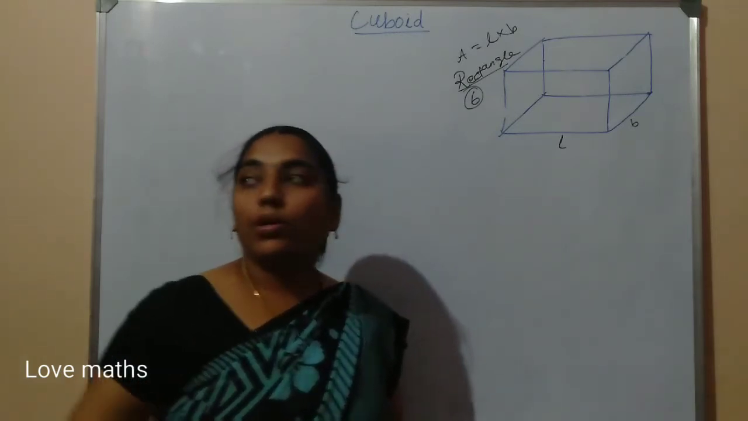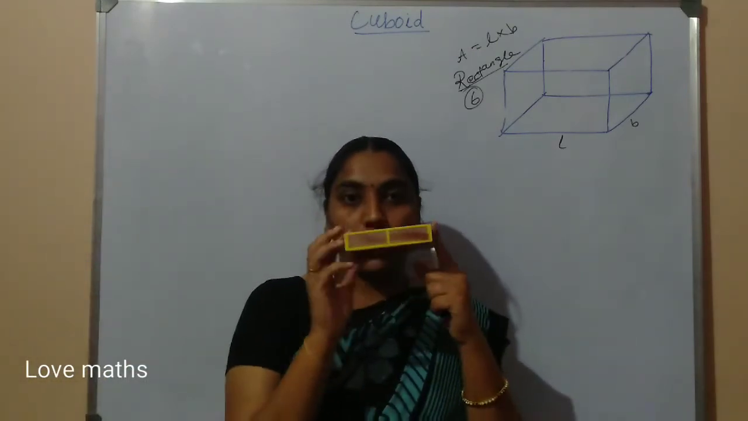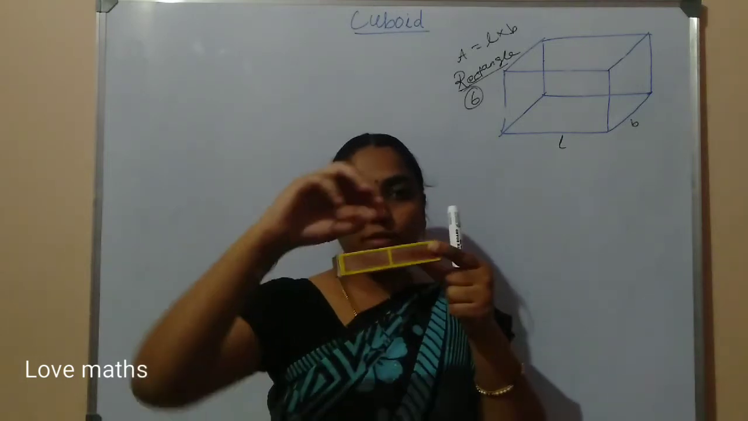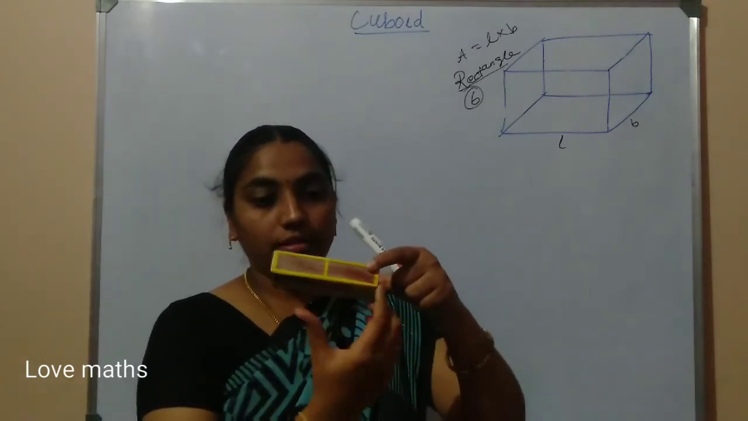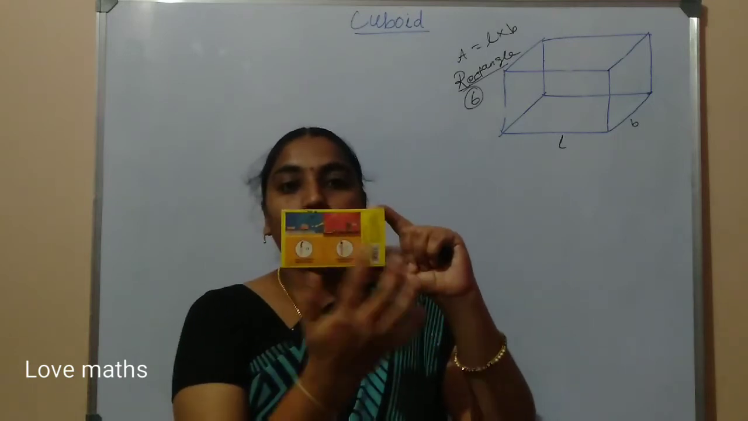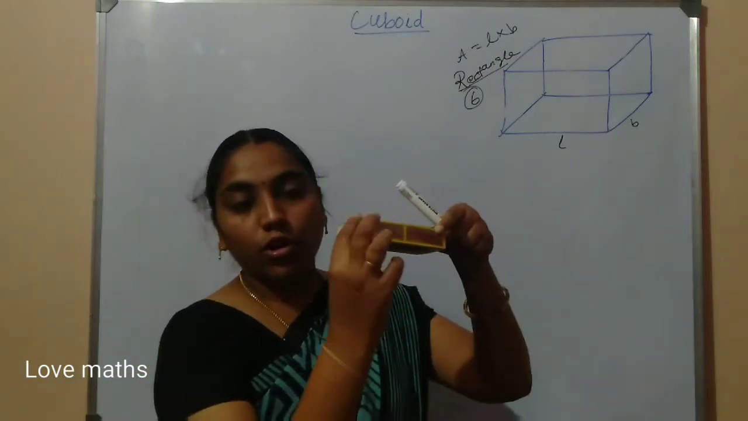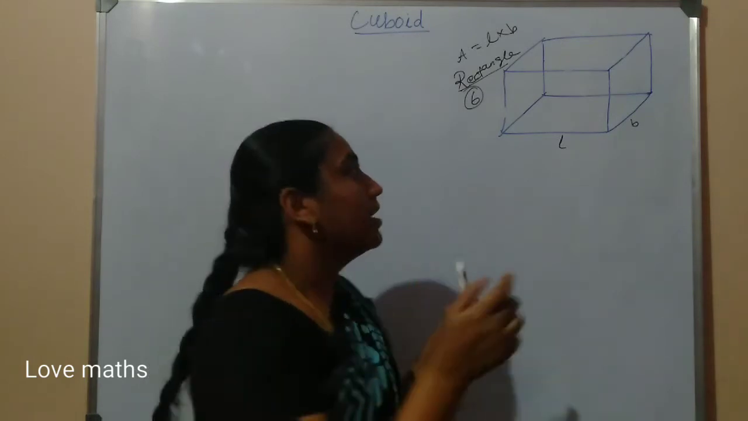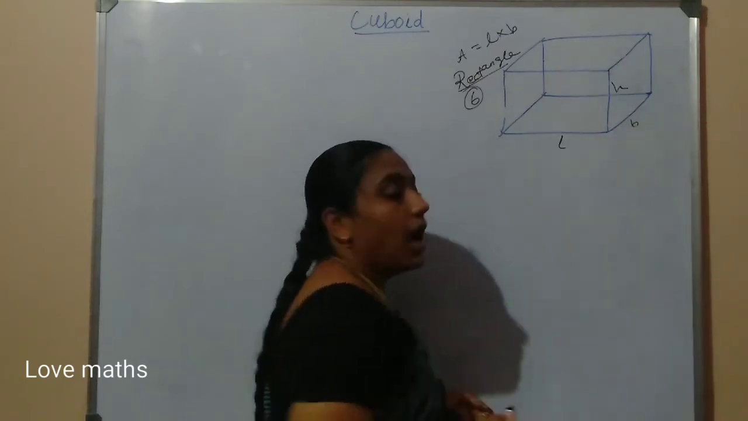Okay, next, first see this is the cuboid. How many sides are there? 1 2 3 4 5 6. Now this is the length. This side will be the breadth. So this is length, this also length, this is breadth. These corner edges are called height. So length, breadth and this will be the height.